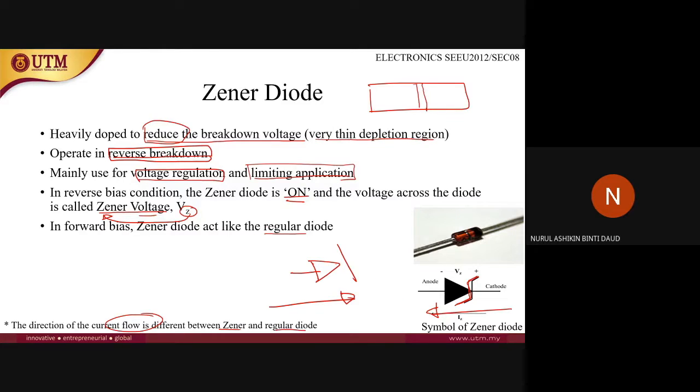So that is the information about the Zener diode. For forward bias, a Zener diode will act the same as a regular diode. It will not be called a Zener diode anymore if it is forward biased. A Zener diode is only called that when we apply reverse bias to it and it is on.